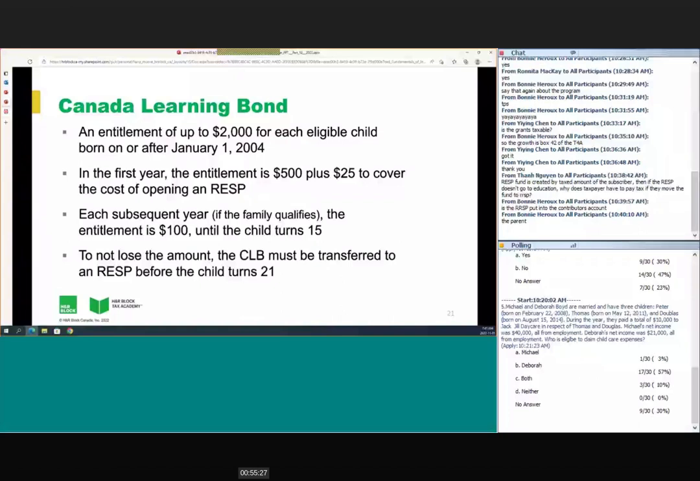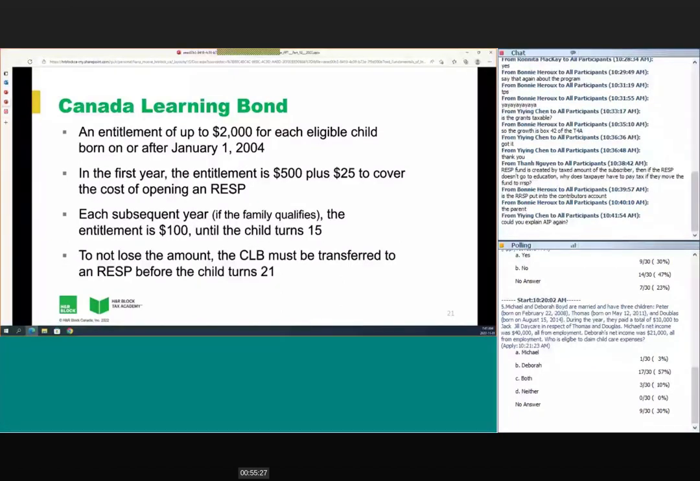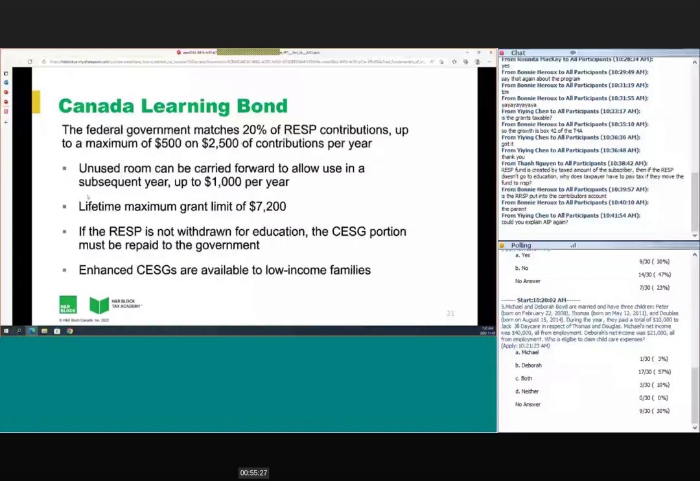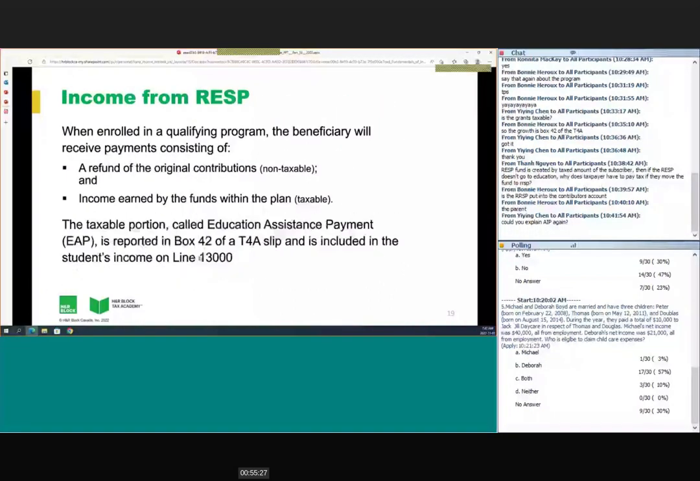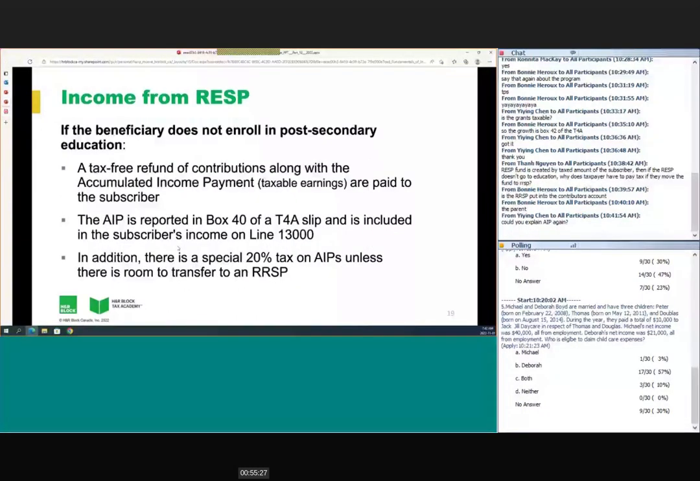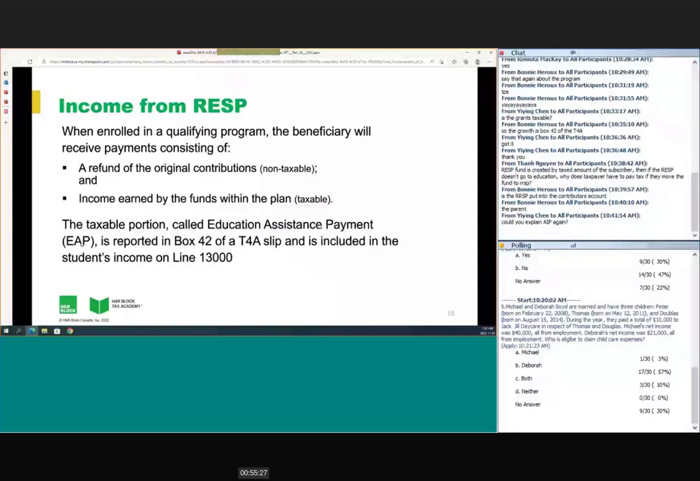I know with my sons, they were in a co-op program, so I didn't want them getting that box 42 in their income. We managed it, so if my son needed the money, I waited till January so it would go into the next year. So the EAP is the taxable part to the student. EAP is the education assistance payment that the student has to pay tax on.